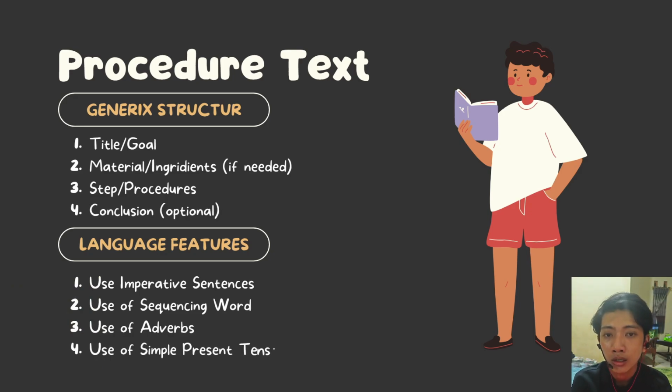Okay, now procedure text has 4 generic structures. The first one is title or the goal. The second one is materials or ingredients if needed. The third one, steps or procedure surely, and the fourth one is conclusion, which this part of the generic structure is optional. Procedure text has 4 language features. The first one is the use of imperative sentences. The second one is the use of sequencing words. The third one is the use of adverbs, and the fourth one is the use of the simple present tense.